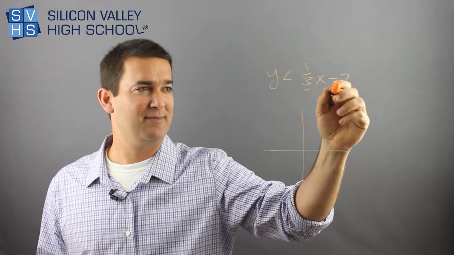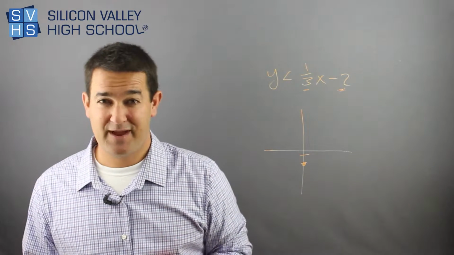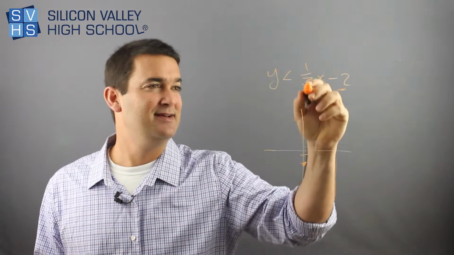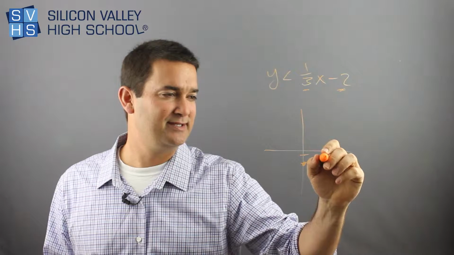So you have, okay, my y-intercept is down 2, 1, 2, make a big point. From there, what are my directions? My slope offers the directions to the next point. So this looks like rise over run, up 1 over 3. So 1, 1, 2, 3, something like that.